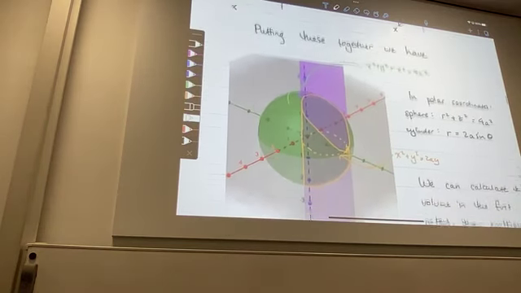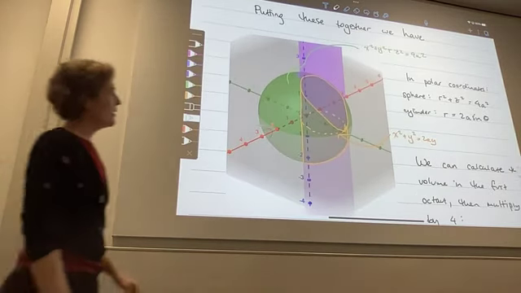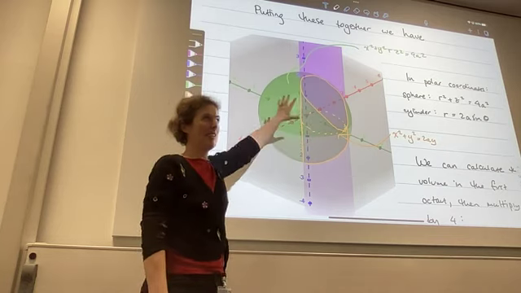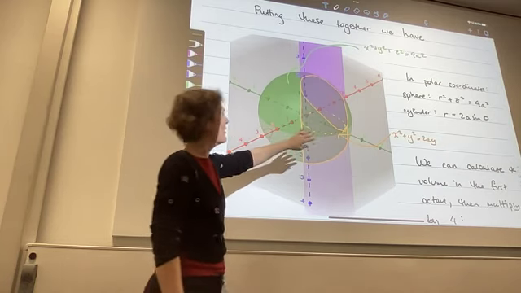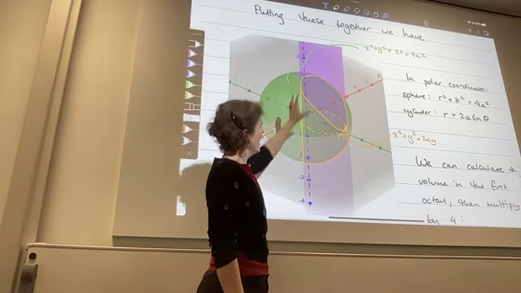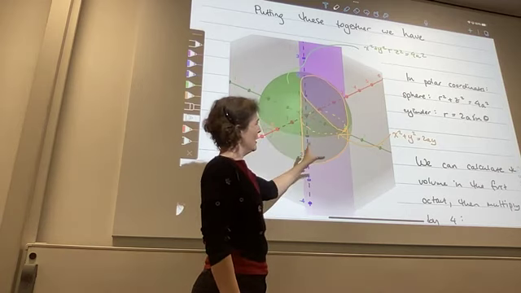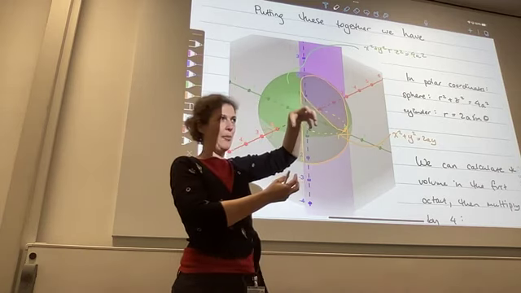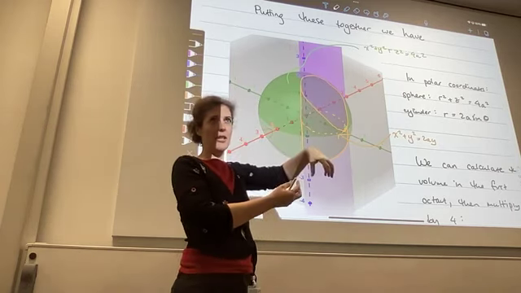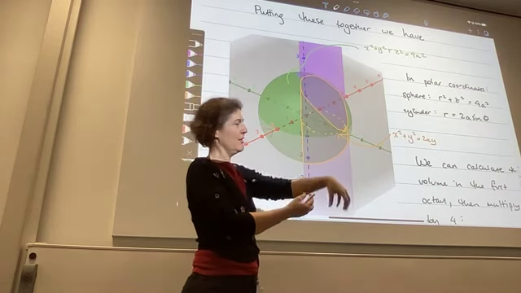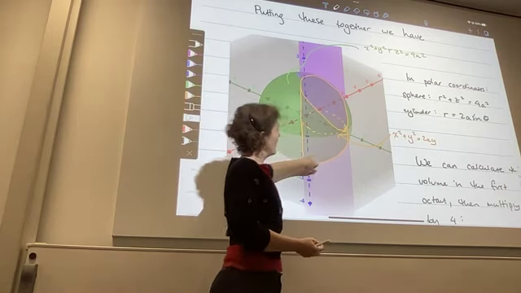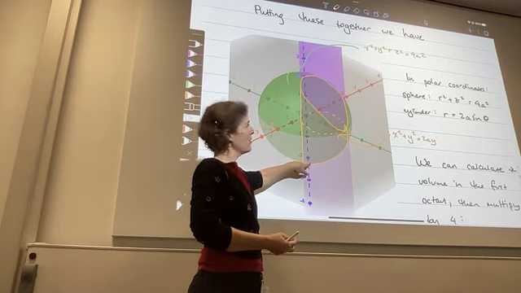GeoGebra will help us. Okay, it's this crazy thing here. So here's my sphere in green and my cylinder in purple. And if you imagine, it's kind of like I've taken an apple core, but I haven't gone quite in the middle like I was supposed to. I've gone down the center. So I've got this funny shape coming out here in orange, yellow.